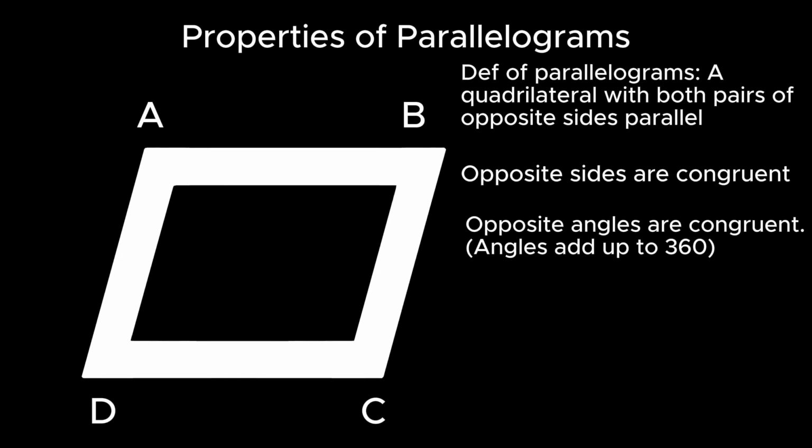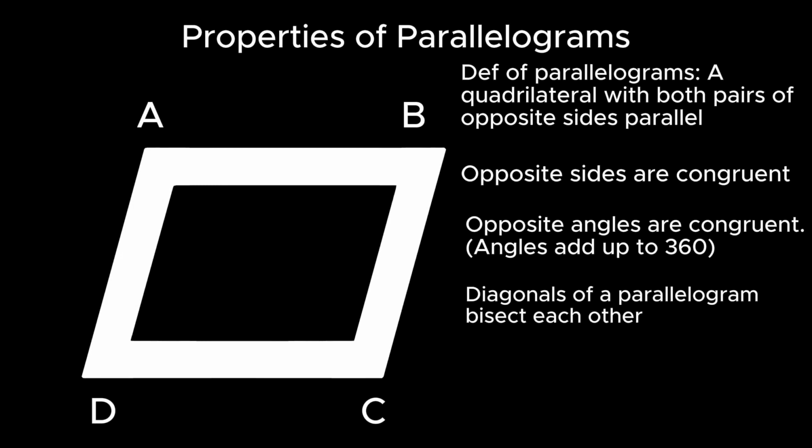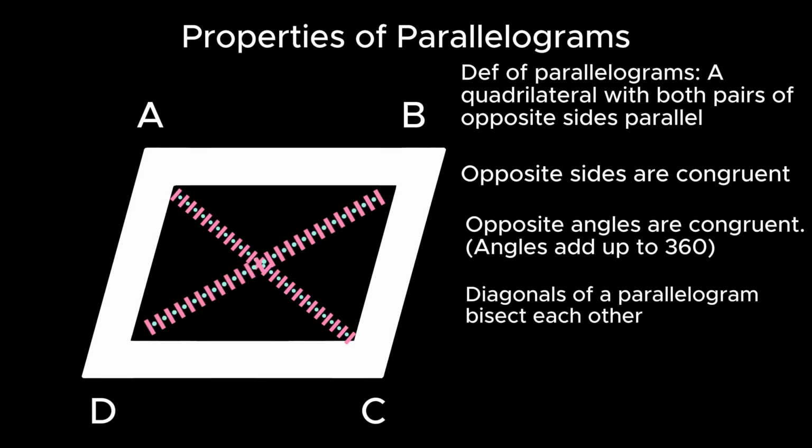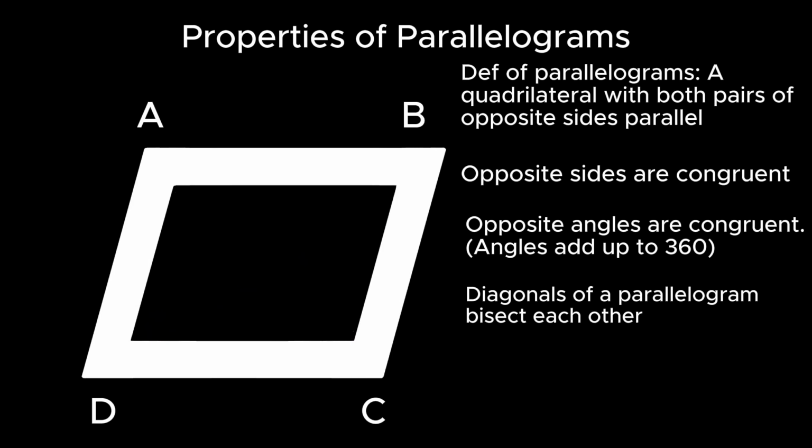Another property of parallelograms is that their diagonals bisect each other. Now, what does that mean? Well, it means that if we were to have a diagonal from A to C and a diagonal from B to D, it would cut the diagonals into equal segments. Let's call the point in the middle E. AE would be congruent to EC, and BE would be congruent to ED. But that doesn't mean the diagonals are equal to each other. So the AC diagonal is different from the BD diagonal.